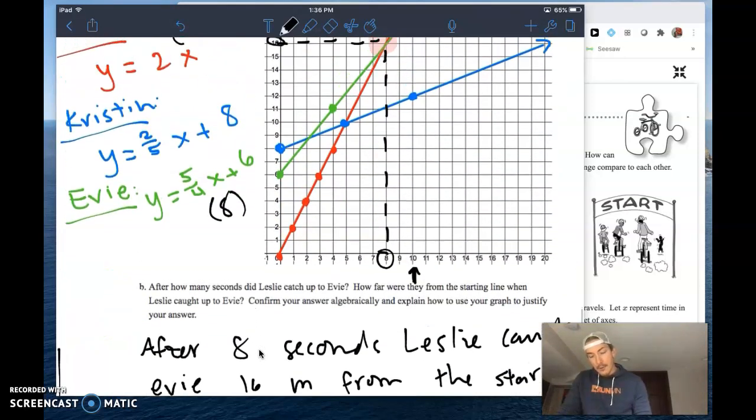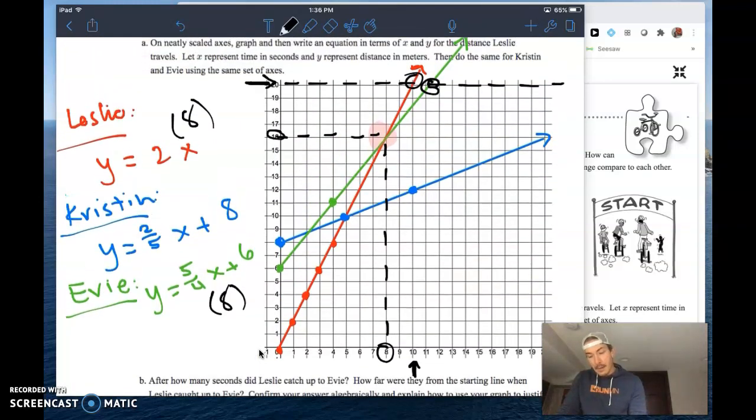All right. And then, of course, Kristen. Well, I'm off my graph over here. You can see that Kristen didn't even make it to the finish line. Who knows? Maybe she fell off her bike or something, or got a flat. Not sure. Okay.